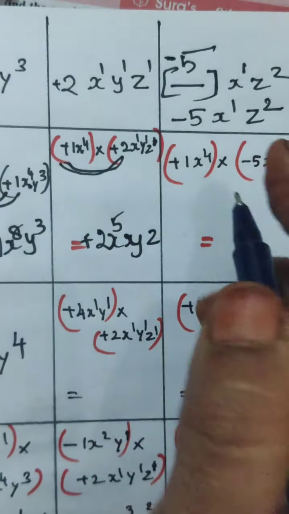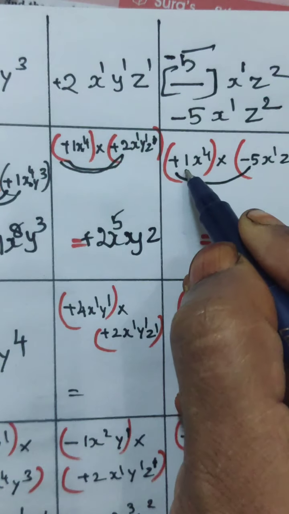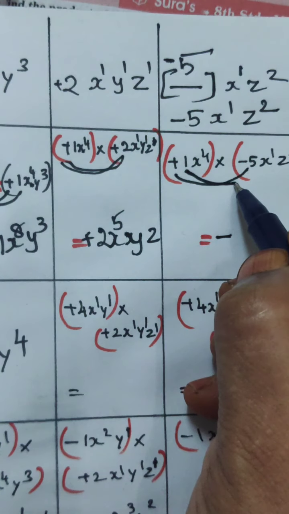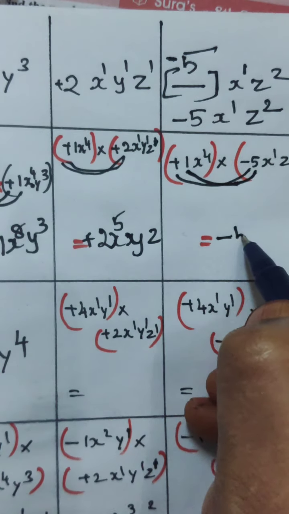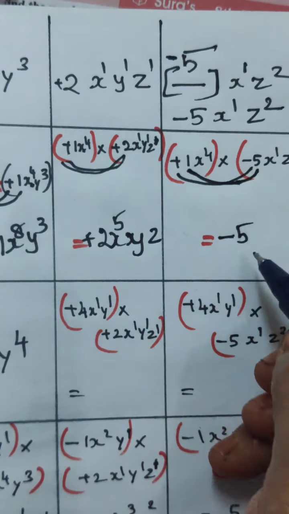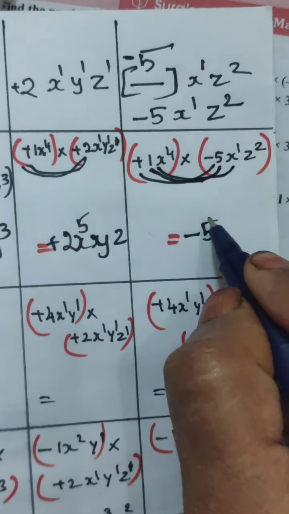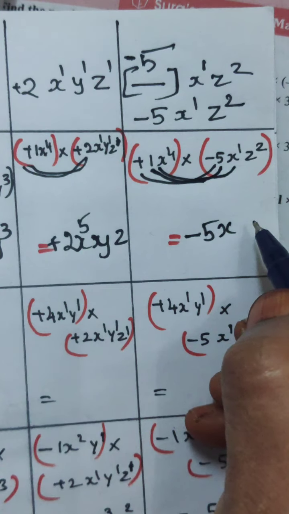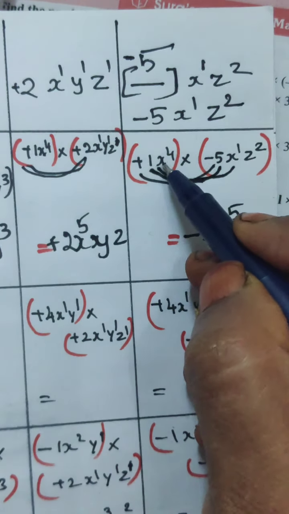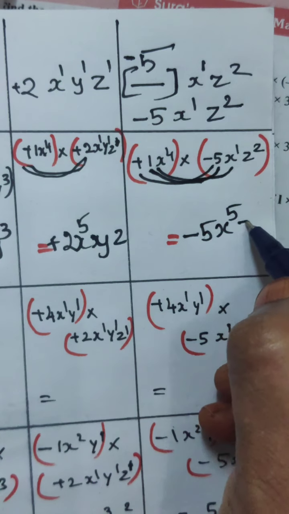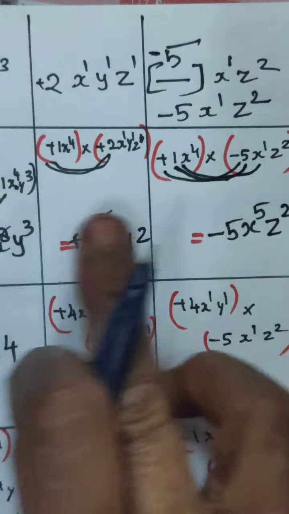Next one, multiply the signs. Plus into minus is minus. 1 5s are 5. I put an arrow mark, you also put the arrow mark and write it. 1 step, draw 1 line, after that only write. X power 4, x power 1. 4 plus 1, same variable, you write x. 4 plus 1 is 5. Z is not here, here we have the z, as it is. Whatever is there, z square, you write it here, z square only, correct. Now clear, no doubt.